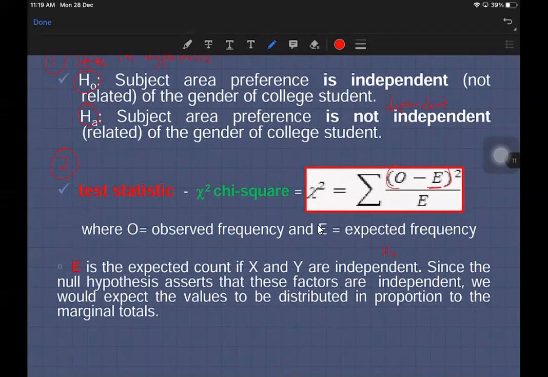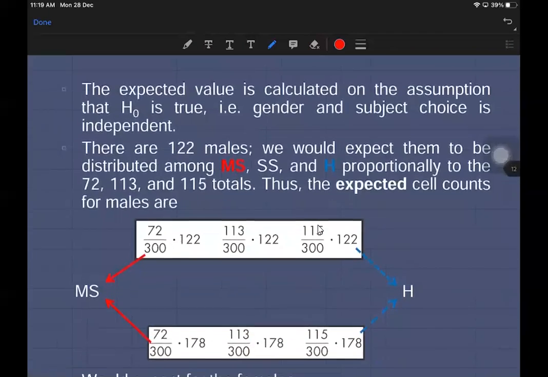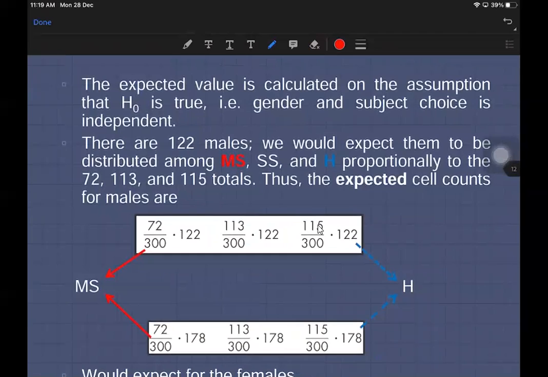Okay, kita lihat perbezaannya. Since the null hypothesis says these factors are independent, we would expect the values to be distributed in proportion to the marginal totals. So the expected value is calculated on the assumption that the null hypothesis is true. The null hypothesis here means gender and subject choice are independent, or have no relationship, or are not related.